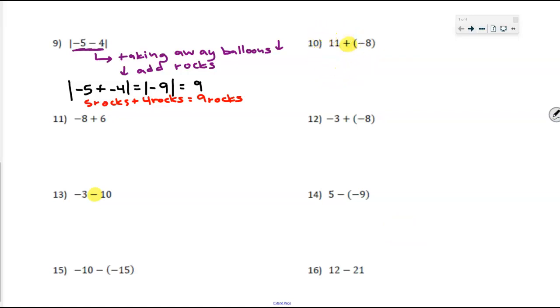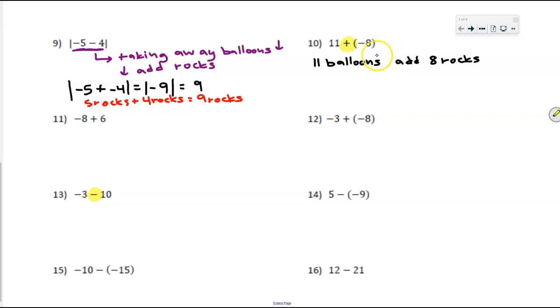So on number 10, let's at least write down what's happening. This is 11. That's a positive number, so that's going to be 11 balloons. And what am I doing in this problem? Adding. What is it that I'm adding? 8 rocks, 8 negatives.